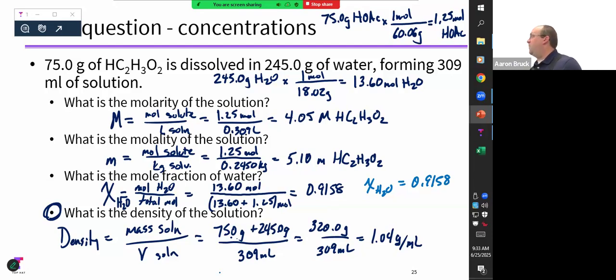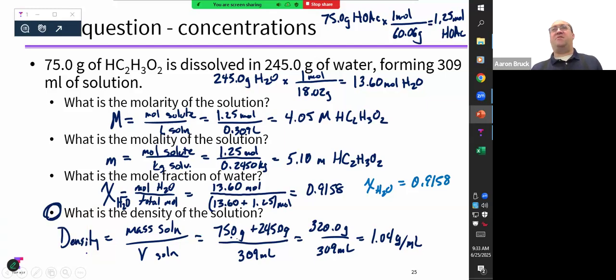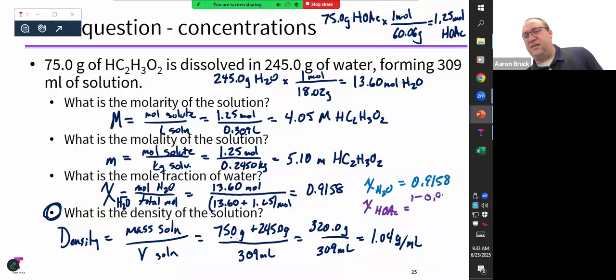Now we could do a similar process with the mole fraction of the acetic acid, but just like we do with calculations of mass percentages, we also recognize that every part has to equal up to the whole. And so if this is a solution of only two components, the other component has to be the acetic acid. So we could calculate the mole fraction of acetic acid as just being 1 minus this, because that's the only other thing. And so it'd be 0.0842.